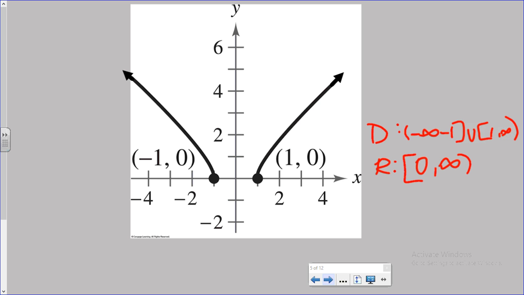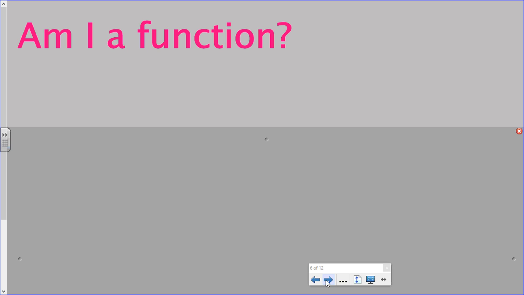Okay, you're going to have some homework problems tonight where I ask you for domain and range. All right? And we will work on domain and range throughout the chapter. Okay? So we'll get quite a bit of work on it.